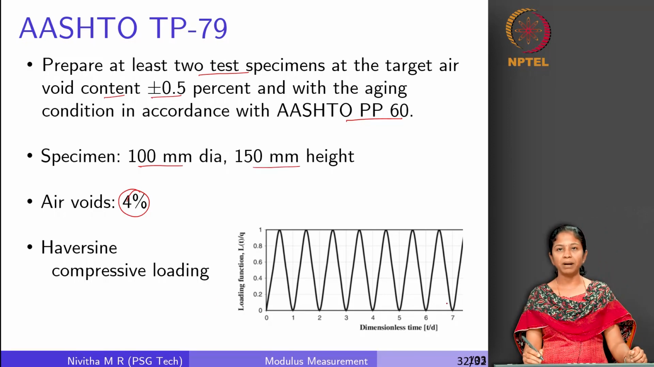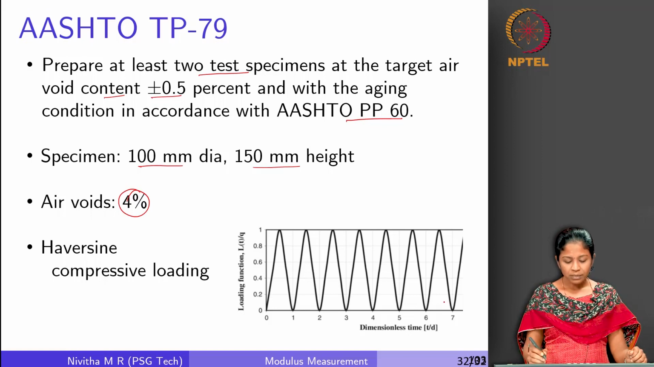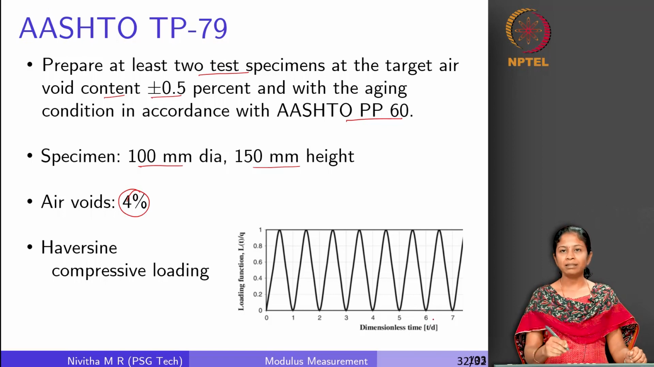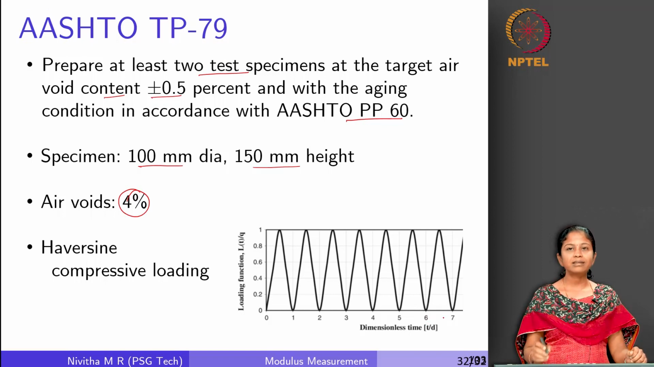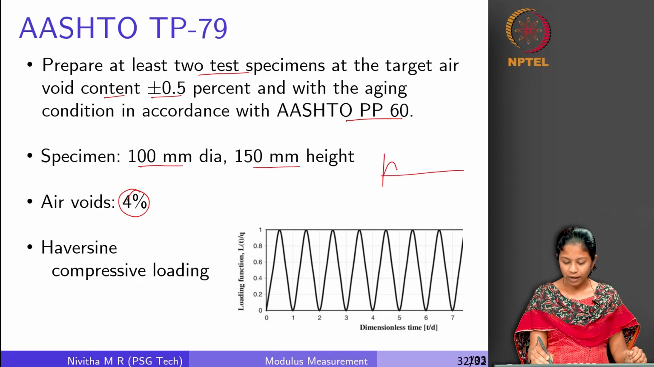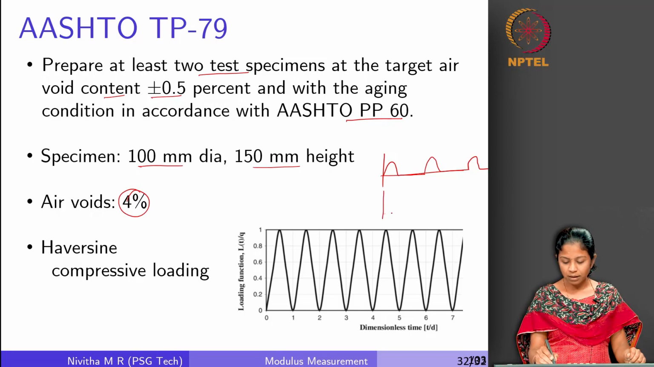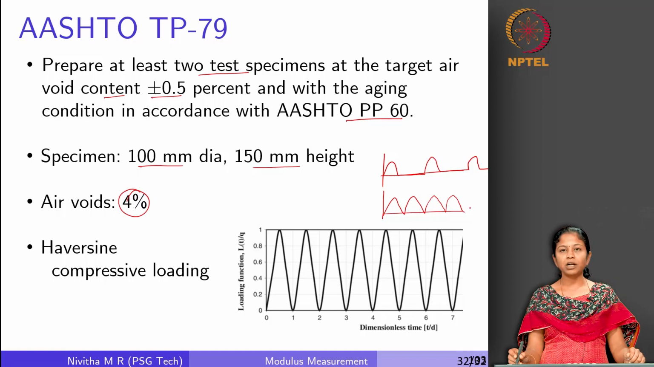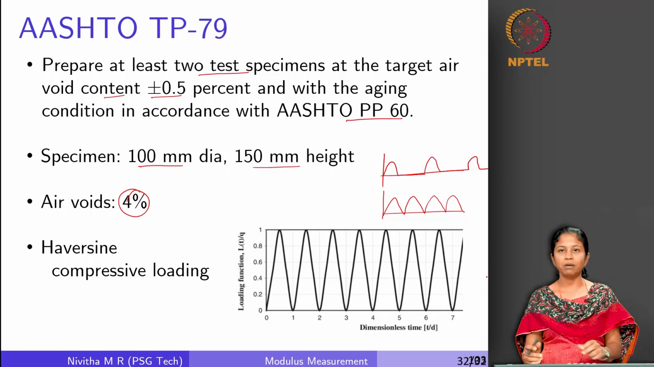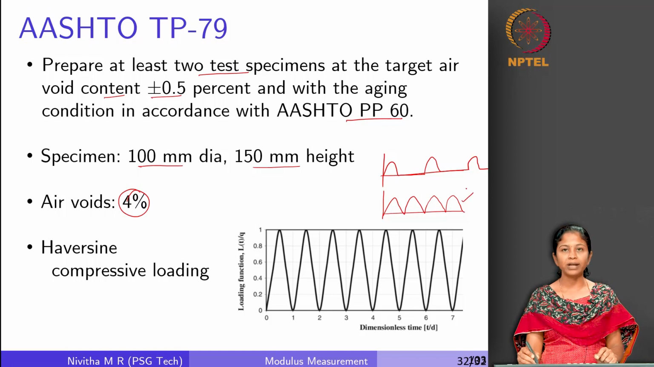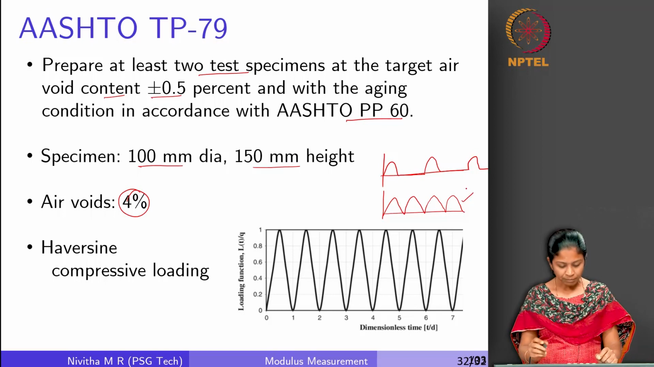On this specimen we are going to apply a Haversine compressive loading. There is a small difference between this test procedure and the previous one that we used for the resilient modulus test. In a resilient modulus test, we applied a Haversine loading, had a rest period, applied a Haversine loading, rest period and so on. But in the dynamic modulus test, it is a continuous application of Haversine loading without any rest period. Typically, we are expected to give a sinusoidal loading, but it is difficult to apply a sinusoidal loading, which is a tension and compression, on a bituminous sample. That is why we use a Haversine loading and later approximate it into a sinusoidal loading.